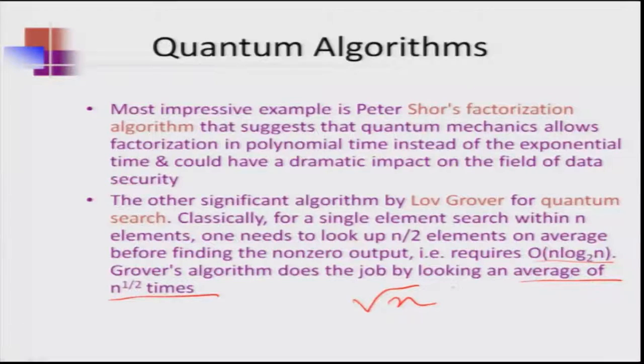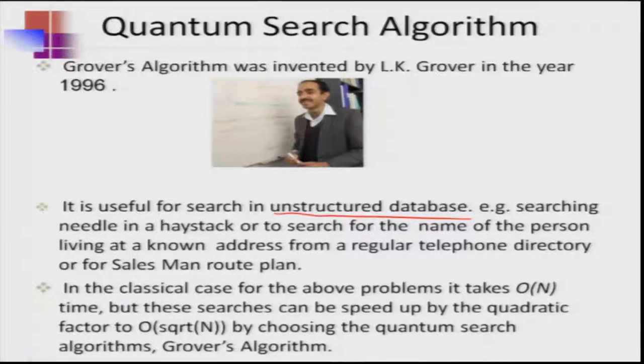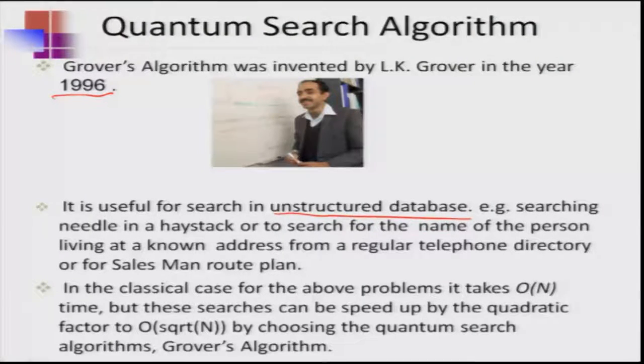In order to get to quantum algorithms, what are the significant steps? Some of the basic ideas we have already discussed, so we will see how this one evolves. Grover's algorithm was invented by Lov Grover in the year 1996. It is useful for search in an unstructured database, that is, where the data set is not arranged in a way that lets you look up one item or the other. If you have an arranged data set, searching can be done much faster using classical structures. However, to search for a needle in a haystack, or to search for the name of a person living at a known address in a regular telephone directory, these are very hard problems, and this can be done by using this technique.